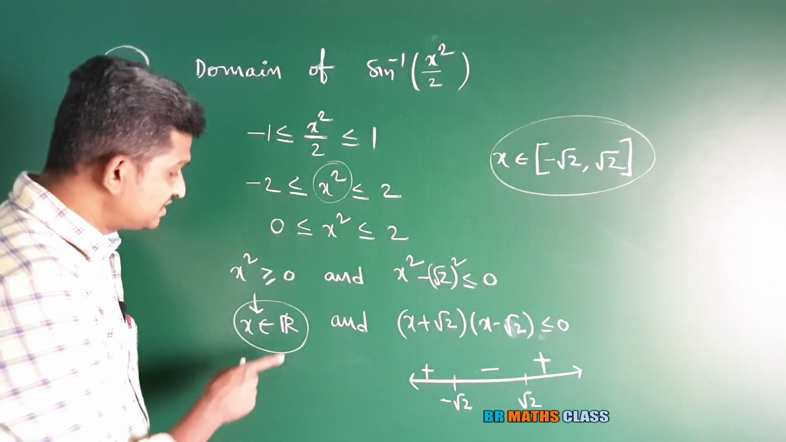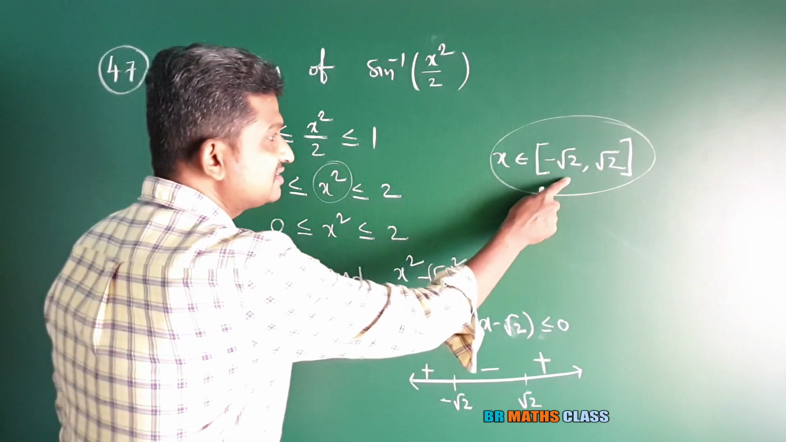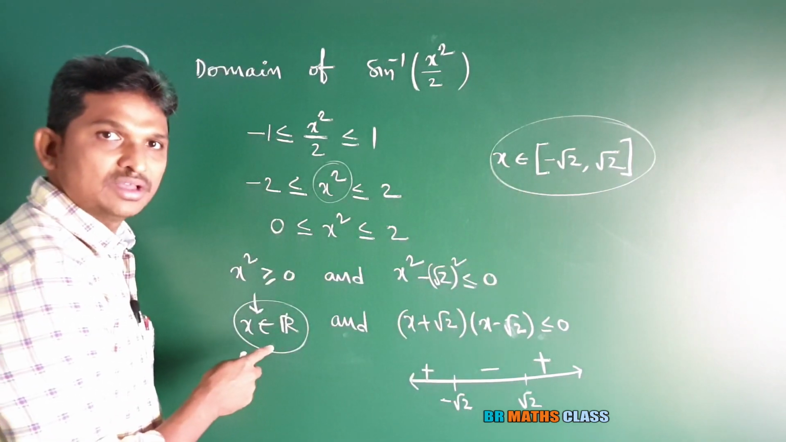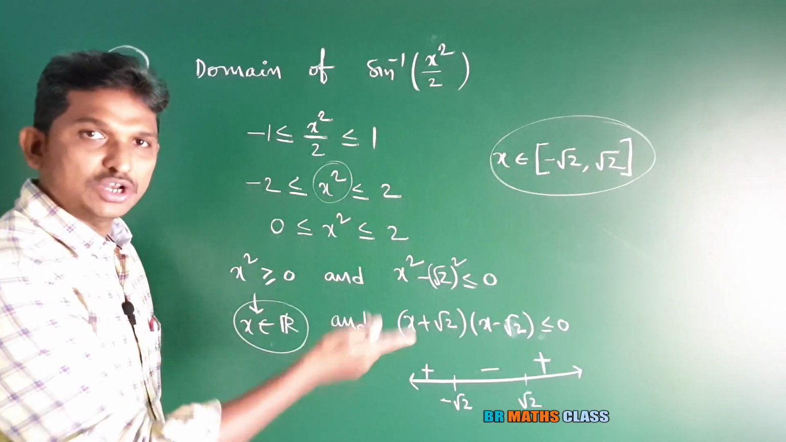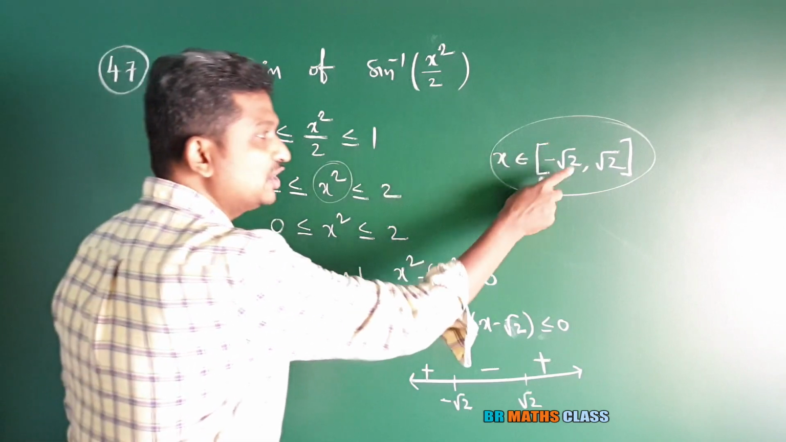I need the x values which satisfy this condition and this condition. You can observe that this set is a subset of this set. When A is a subset of B, then A intersection B is A only. Smaller set we will get. This is the smaller set. This is the subset of this. When I do their intersection, you will get this only.